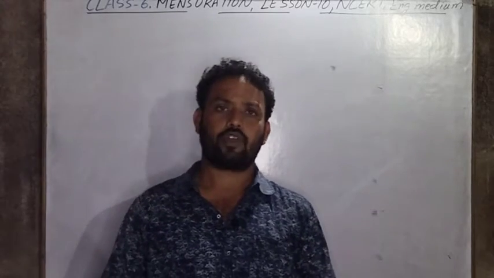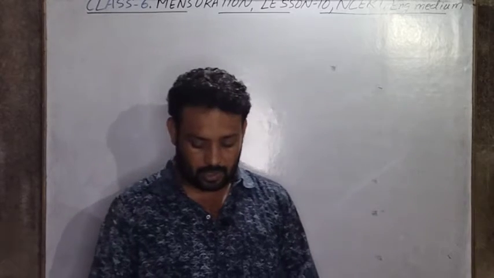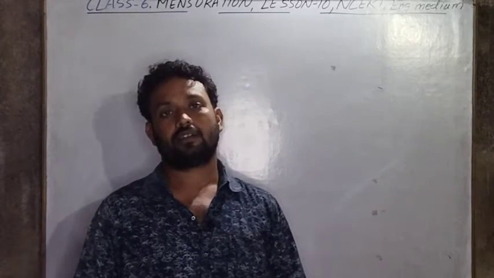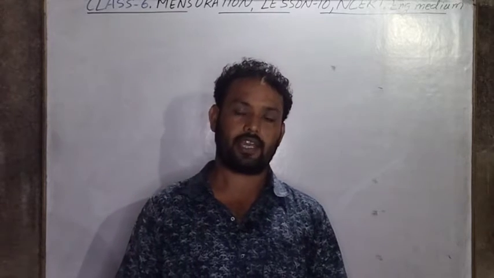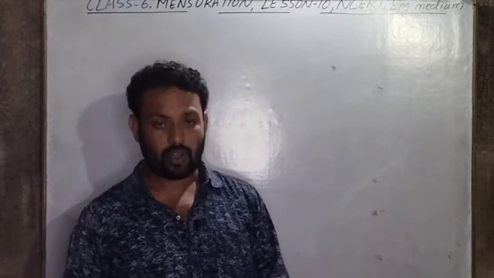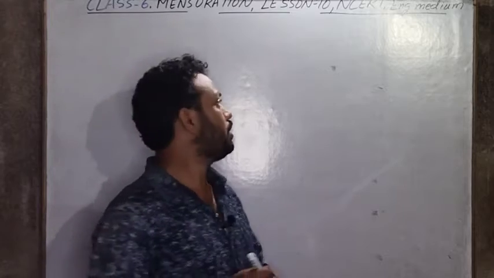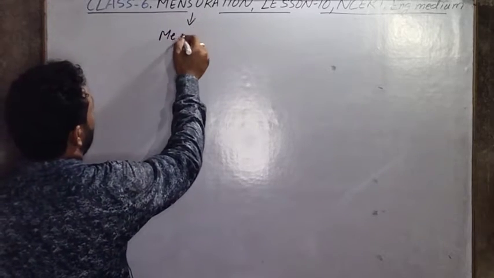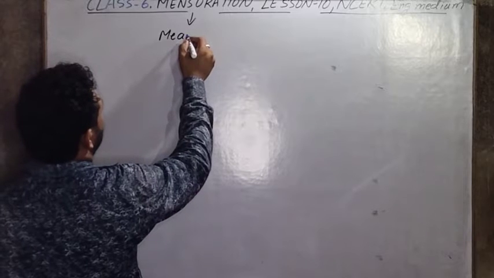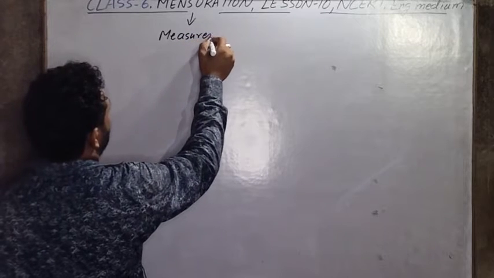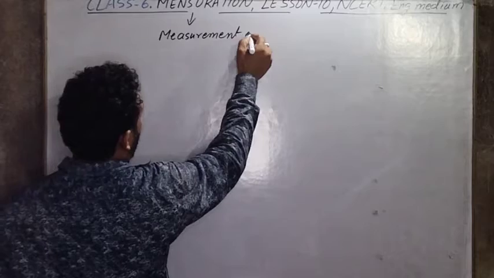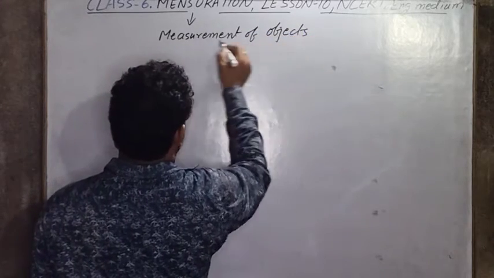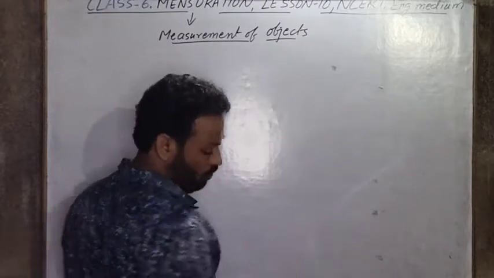Today I am going to start lesson 10, mensuration, of class 6 NCERT book. What is mensuration? Mensuration means measurement. Measurement of objects. Mensuration means measurement of objects.